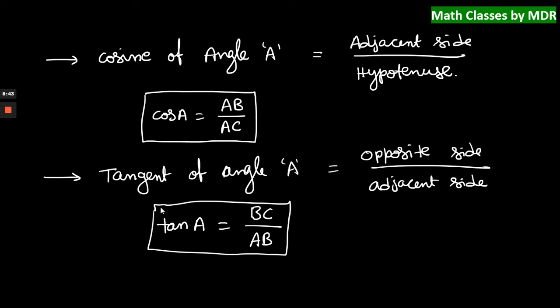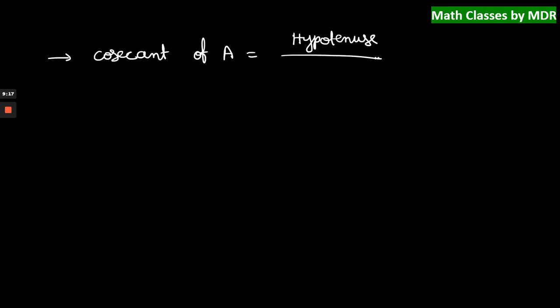So these are the main three trigonometric ratios, and the remaining three trigonometric ratios we can get by reciprocating these three. The remaining ratios include cosecant of A, which we define as the hypotenuse by the opposite side.